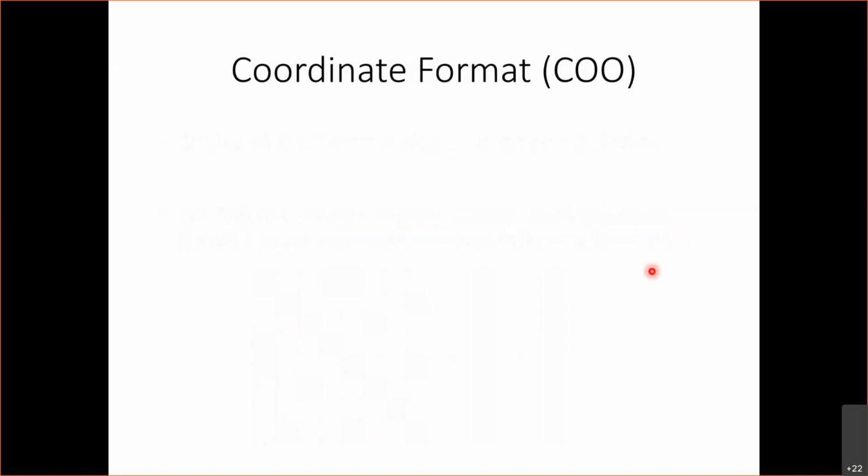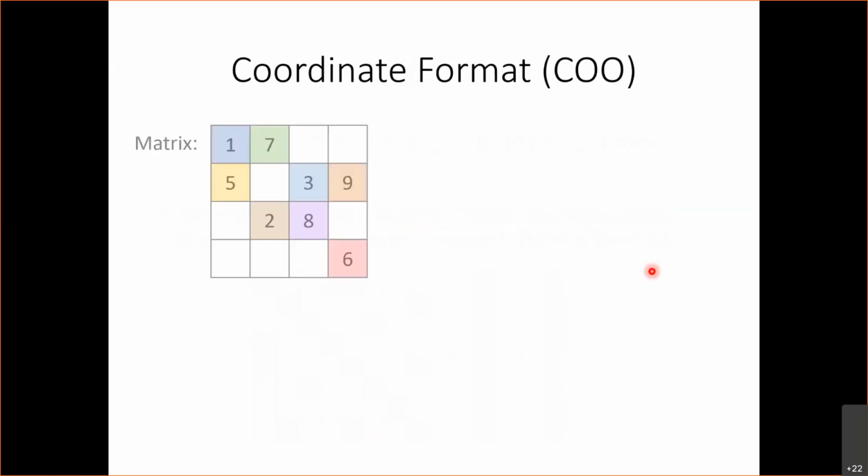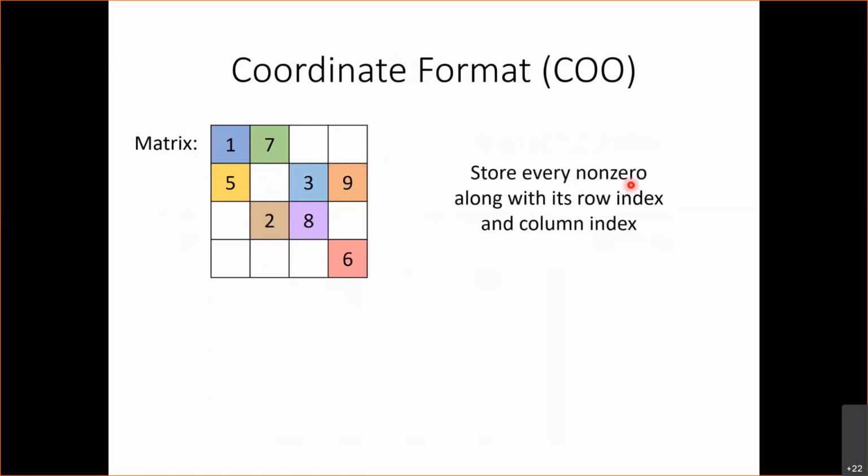The COO format is as follows. Let's say I had this matrix over here. It's a sparse matrix. The white squares represent 0 values, and the non-white squares represent non-zero values. I'm using integers for simplicity, but obviously this matrix could have floating points, doubles, or all kinds of data types. Now, the way that the coordinate format works is that we're going to store every non-zero along with its row index and its column index.